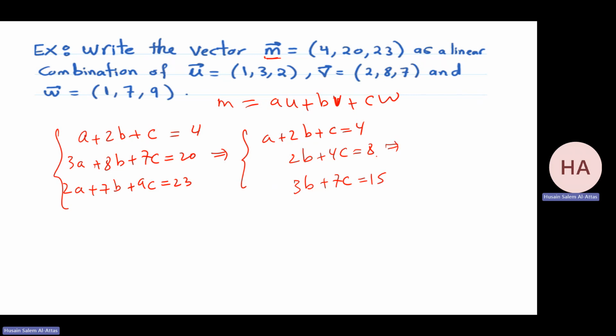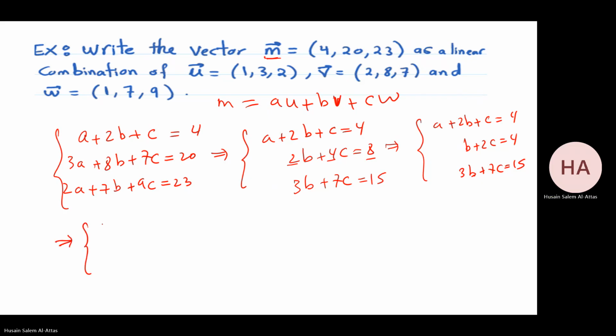I can divide these two by 2, which makes the calculation easier. So I have A plus 2B plus C equal 4, B plus 2C equal 4, and 3B plus 7C equals 15. Now multiply by minus 3 and add, that will be 0, and that gives me C equals 3. If C equals 3, plug it there.